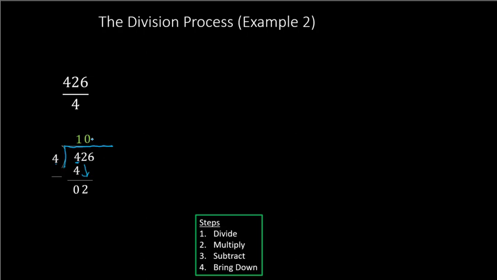Now we can do step 2, which is multiply. 0 times 4 gives you 0. And then subtract. 2 minus 0 gives you 2. Now we can bring down the 6 and then repeat the process. So now we see 26 divided by 4 is what? Well, it's going to be 6 with a remainder. So you put a 6 up here. We multiply 6 times 4 to get 24. Subtract 26 minus 24, and that gives you 2. So this number right here, that is your remainder. So your solution is 106 with a remainder of 2.